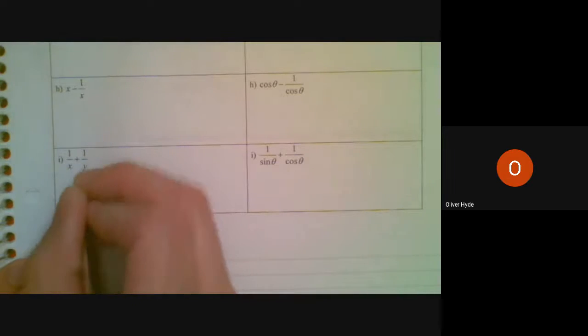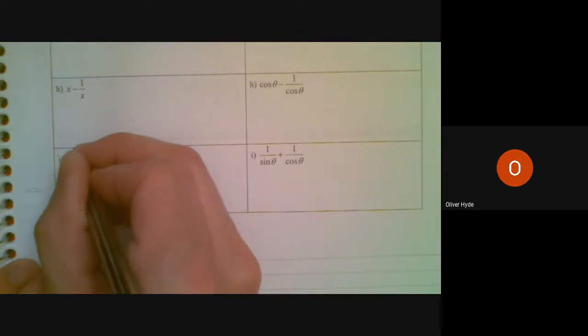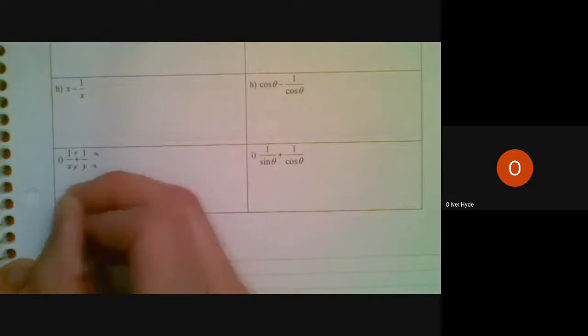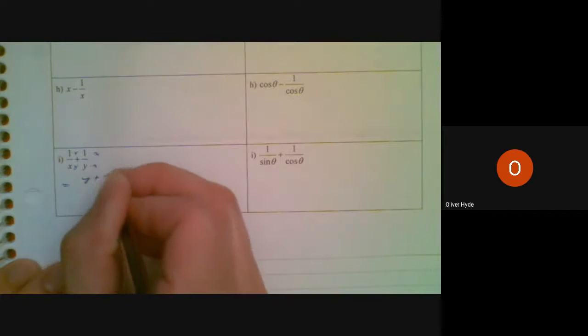How could I possibly find a common denominator between x and y? Guess what? It's xy. This will give me y plus x, over xy. Easier than when there's numbers, I think, because I don't have to do any calculations.